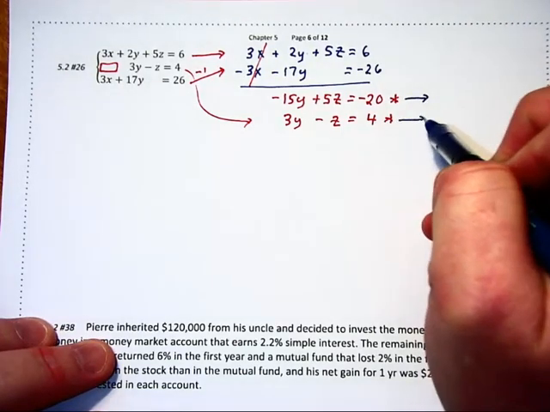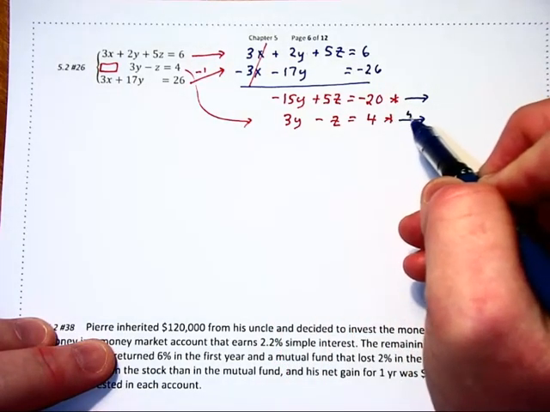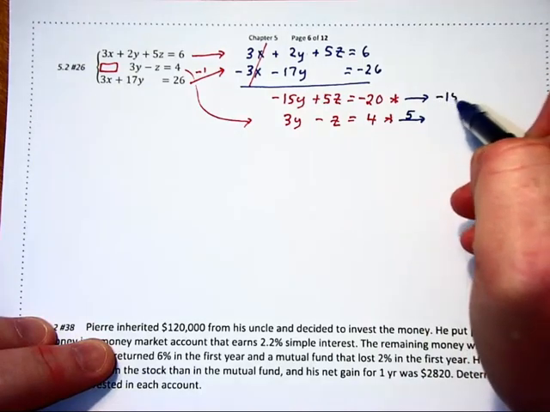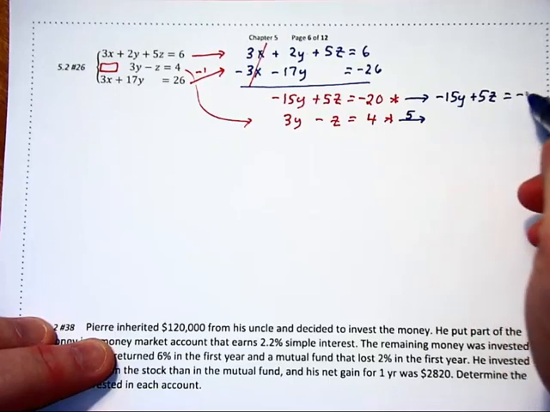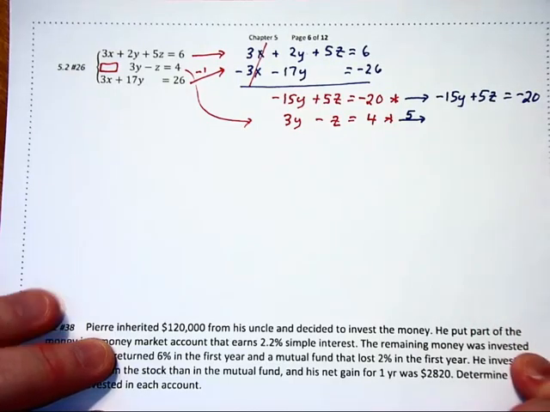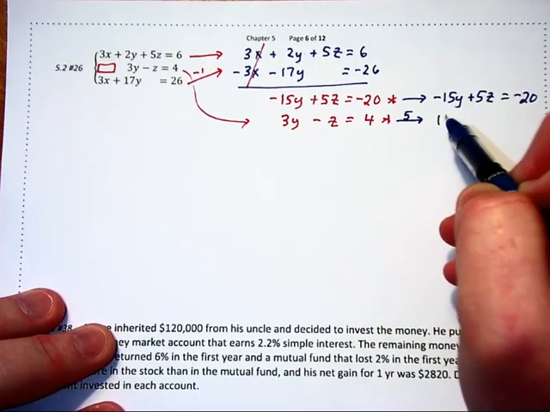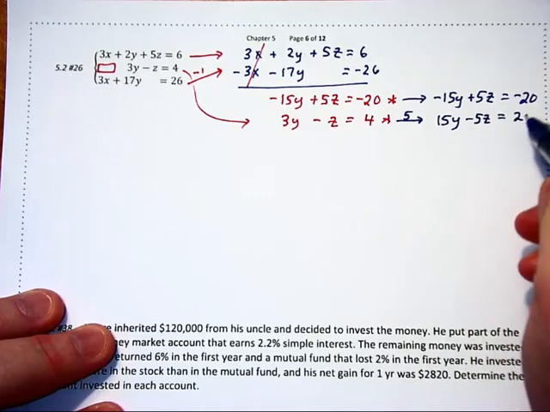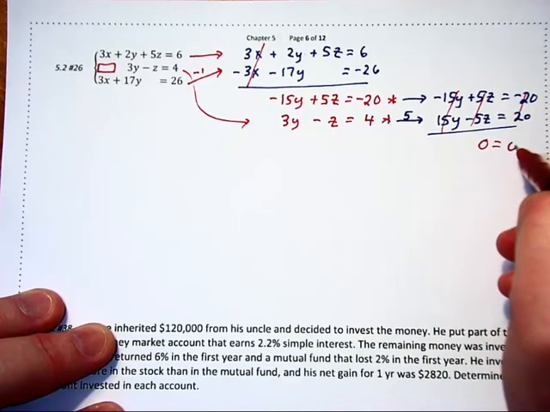I think it would be easiest, let's look at these z's. I'm going to multiply this bottom equation by 5. The first equation will stay -15y plus 5z equals -20. And when we multiply this bottom equation through by 5, we get 15y minus 5z equals 20. And when we add down, everything gets eliminated and we get 0 equals 0.